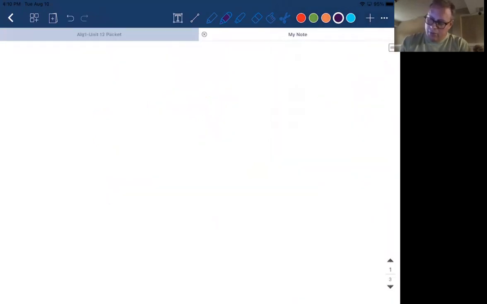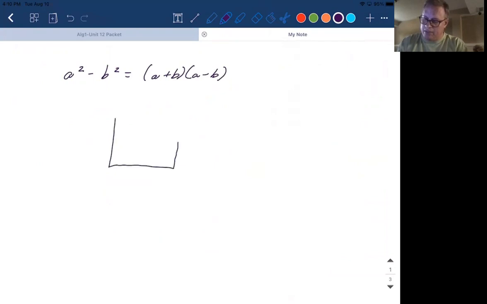Okay, so again, our rule says a squared minus b squared is equal to a plus b and a minus b. Okay, so let's use the box method to verify this. A and b could be variables like they are. They could be numbers as well. So here's a plus b and here's a minus b. All right, so a times a is a to the second. A times b is ab.